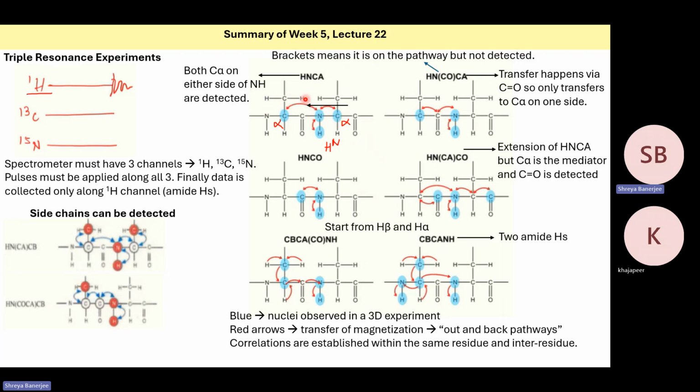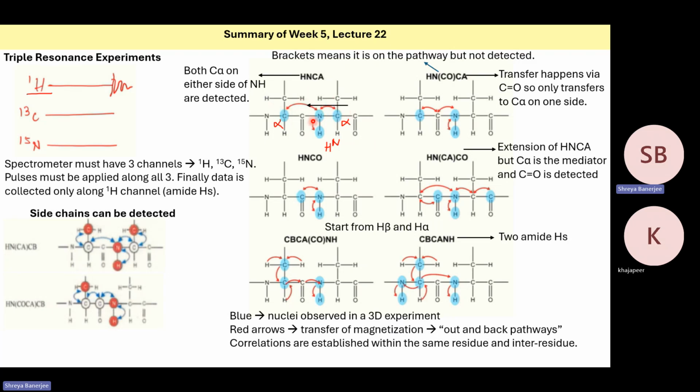The arrows that are shown are the pathways of transfer of magnetization, also called out and back pathways. So in HNCA, the initial pulse is applied to the amide hydrogen. It can be transferred to the amide nitrogen, and from the amide nitrogen, it can be transferred to the C alpha. Note that the shorter arrow is to the C alpha of the same residue, and the longer arrow is to the C alpha of the previous residue. So both C alpha are getting detected.